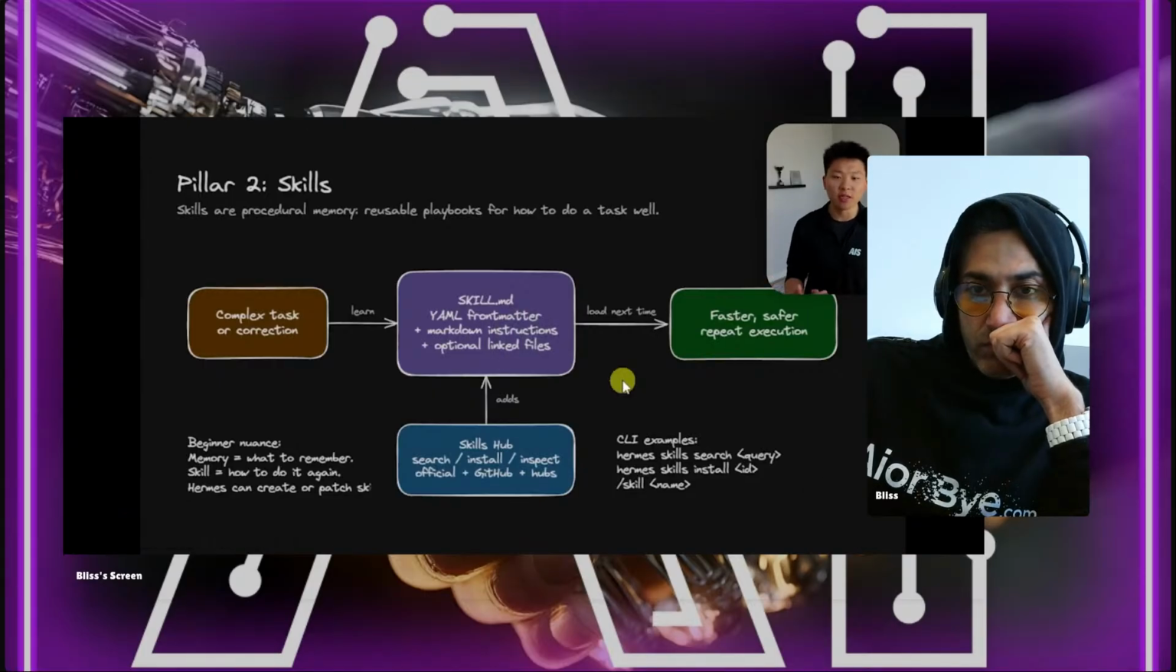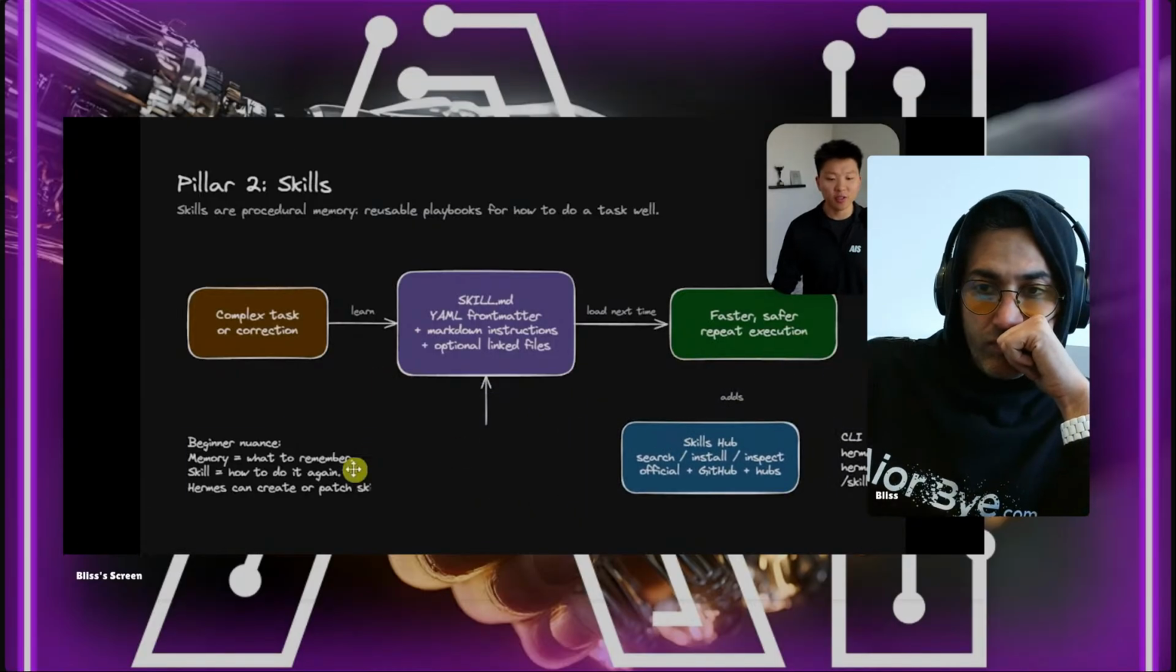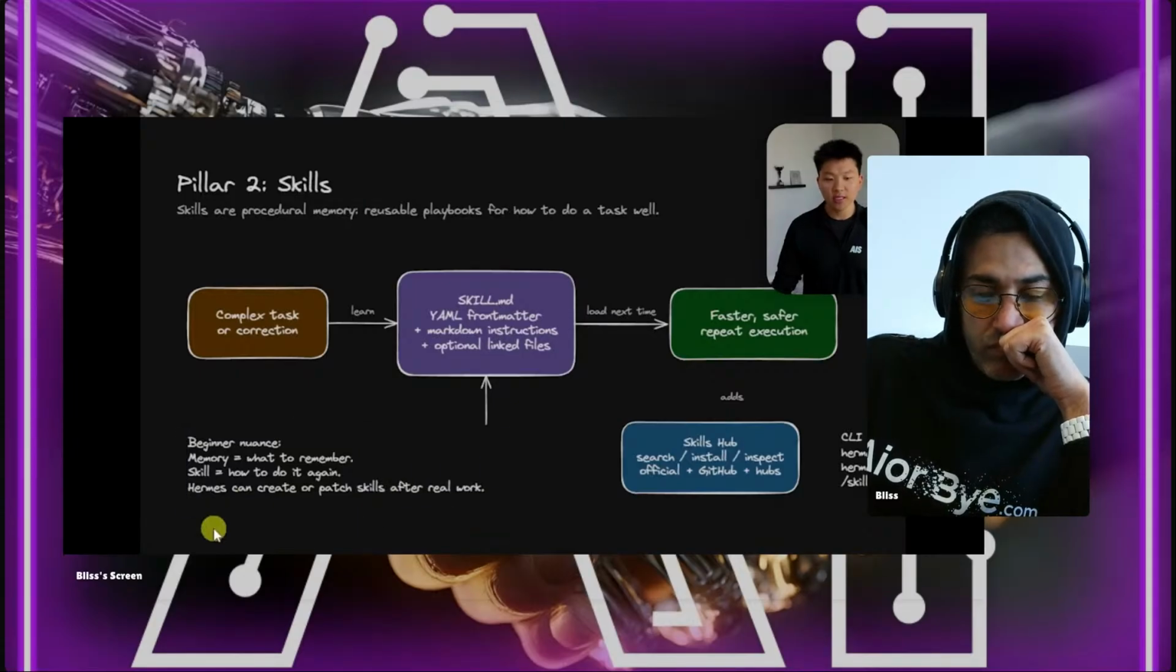And what's cool about the Hermes agent is that if you're doing things frequently, if you forget, hey, let's build a skill out of this, it will analyze conversations, it will analyze your workflow, and it will turn things into skills. And then, of course, as you use skills more and more, if you're giving feedback, it's going to update those skills as well. As you can see, these Excalidraw diagrams keep messing up right here, which is basically just the beginner nuance. So memory equals what to remember, skill equals how to do it again. Hermes can create or patch skills after real work.